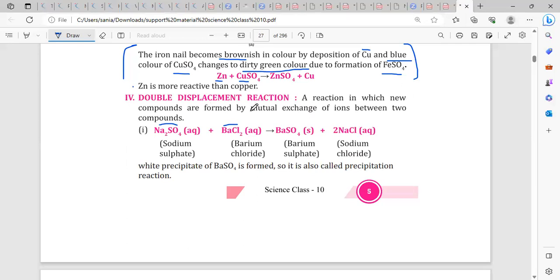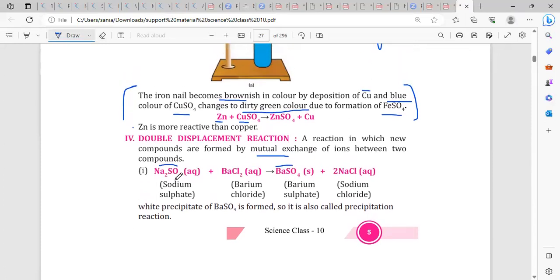So over here, it is a reaction in which new compounds are formed by mutual exchange. For example, Na2SO4 and BaCl2. So what is happening? Ba is coming with SO4 and Na is coming with Cl2. Clear? See, this Ba is making a pair with SO4 and Na2 is making a pair with Cl2, right? So earlier it was sodium sulfate and barium chloride. Now it is barium sulfate and sodium chloride. So what they did is exchange their partners, right?